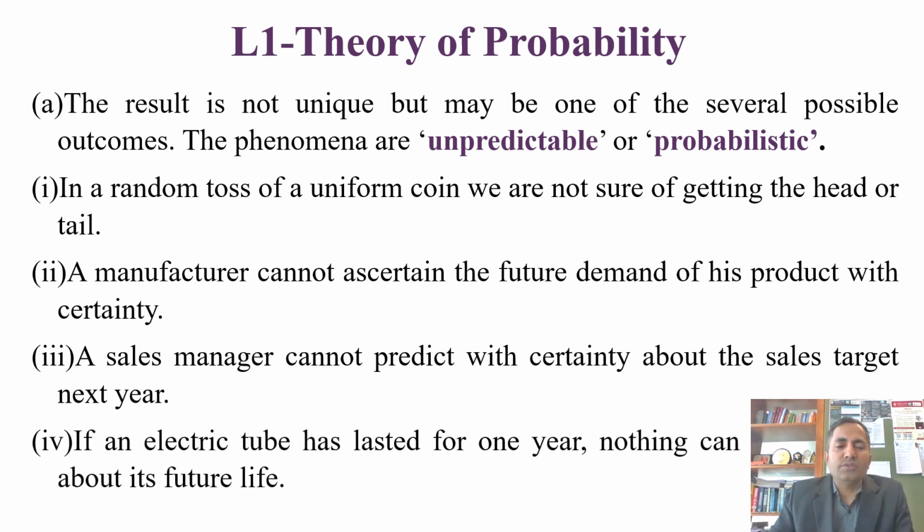Another example is an electric bulb that has lasted for one year. Nothing can be said for sure about the future life of that electric bulb. Such things happen in our real-world problems, real life. So these are unpredictable experiments.